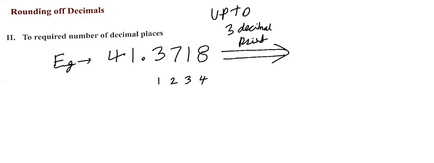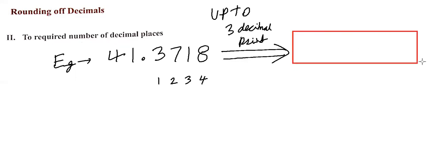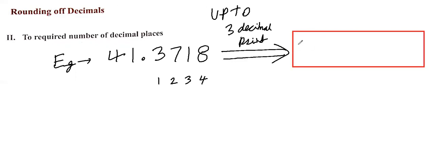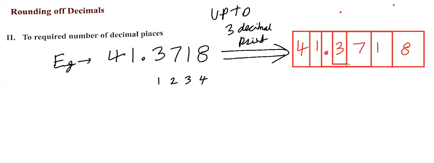So what is the first step? What we will do is first make a box, and we will write these numbers. This is 4, this is 1, this is the decimal, this is 3, this is 7, this is 1 and this is 8. And then I will keep this in a box like this.